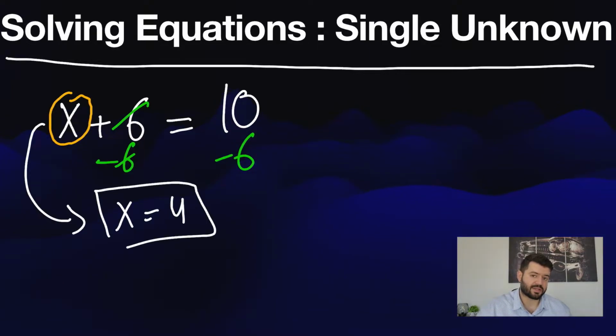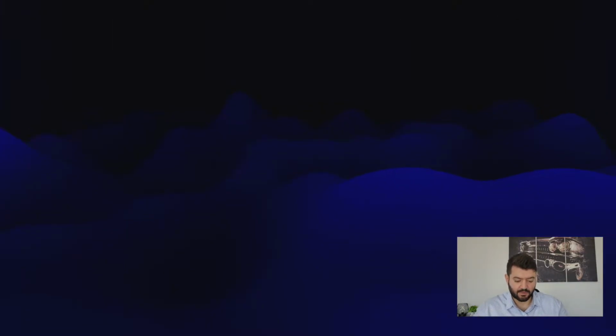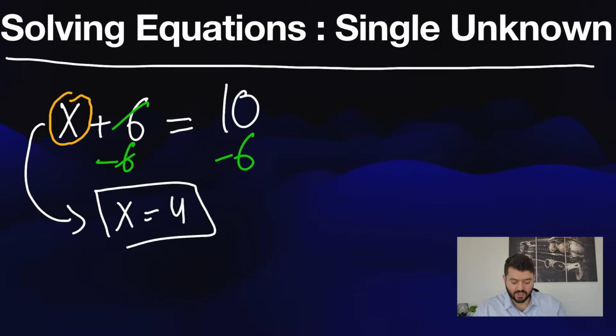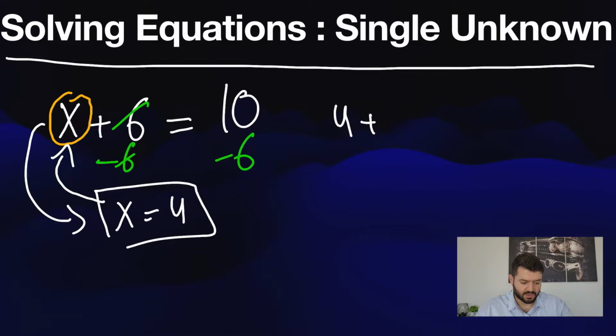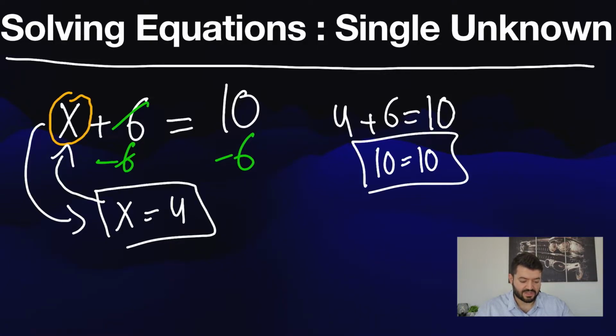How can I check if my answer is correct? I'm going to take the 4 and put it back into the equation. So I'm going to end up with 4 plus 6 equals to 10. So 10 equals to 10, which is perfectly correct. Whatever was on the left side equals to whatever was on the right side. This is the basis of an equation. Now, whenever you have addition, you are going to try to keep x by itself by subtracting from both sides.